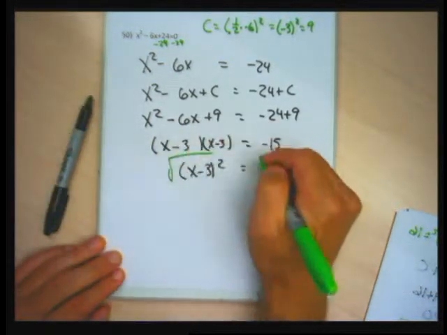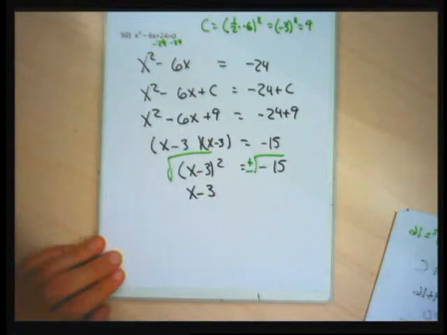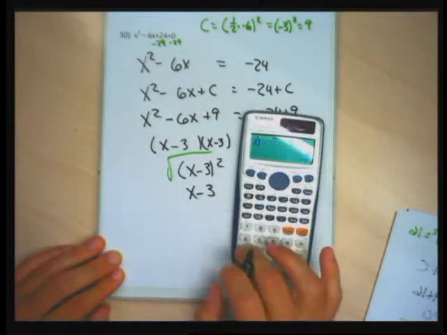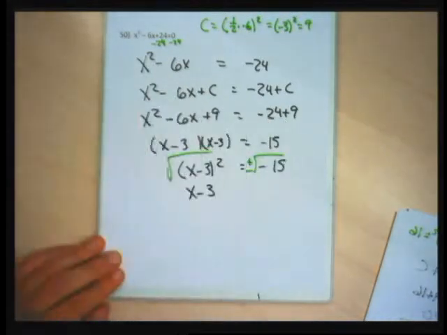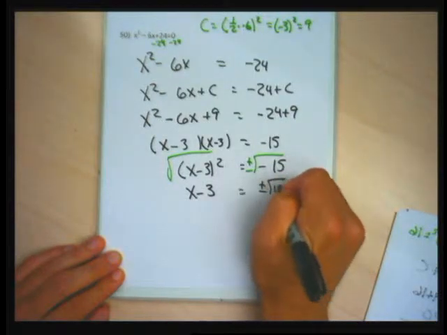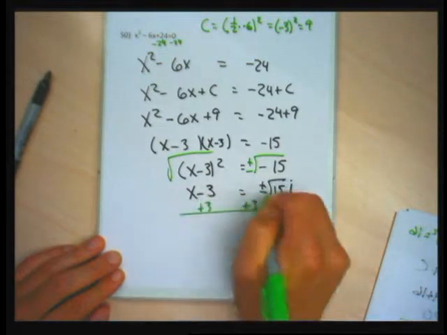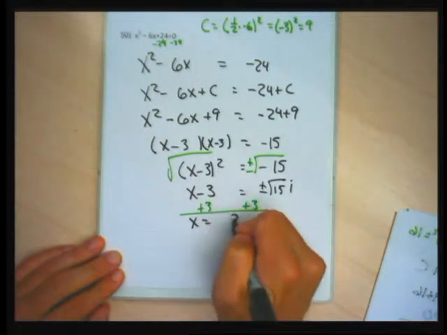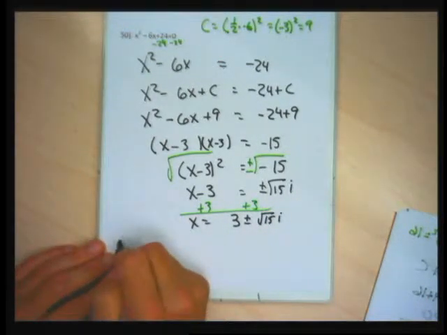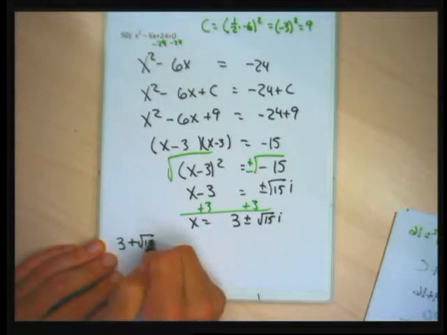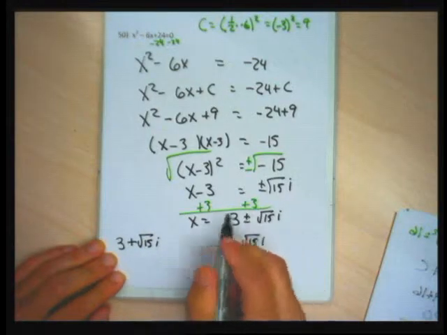Then I square root, plus or minus square root. Left side I get x minus 3. Right side, the square root of minus 15, it's going to have an i outside the square root, but other than that it isn't going to reduce. So this is going to equal plus or minus the square root of 15 times i. I'm going to add 3 to both sides, and I get x equal to 3 plus or minus the square root of 15i. And that means 3 plus the square root of 15 times i and 3 minus the square root of 15 times i, with the i outside the radical.